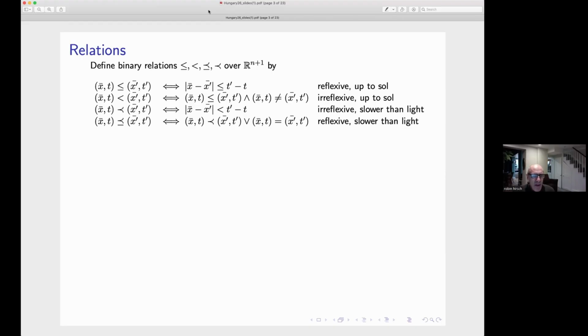And there are two others which correspond to strictly slower than light. Not allowed to go at the speed of light, but you can go as close as you like to it, and there's a reflexive and an irreflexive version of that. So here we have four Kripke frames over R to the power n+1.